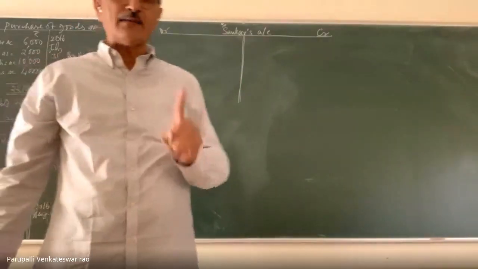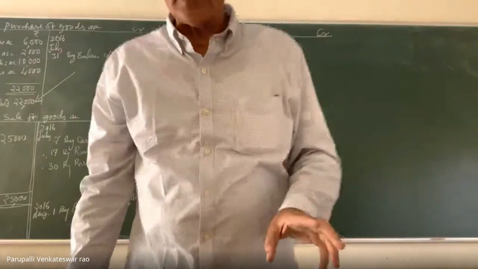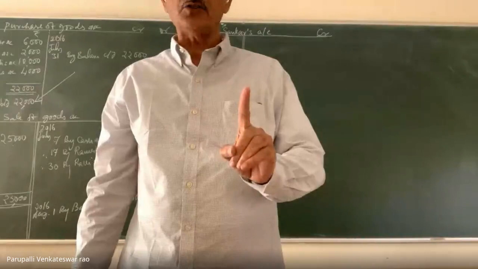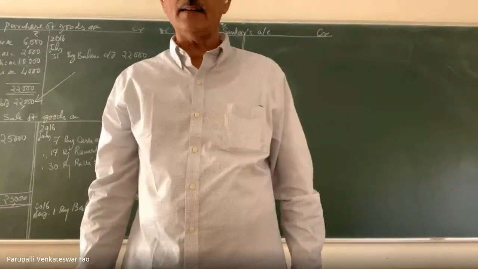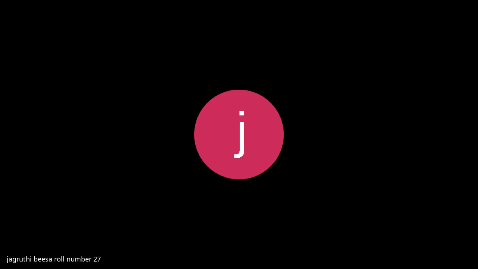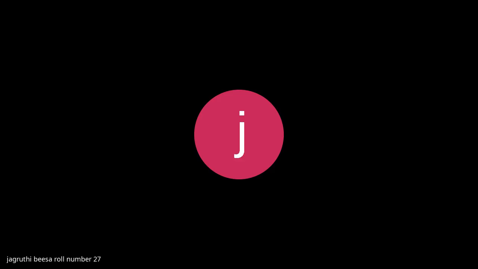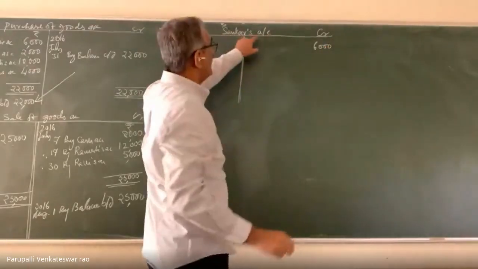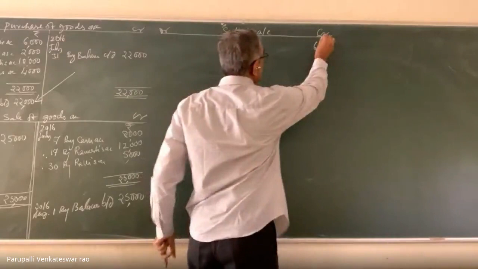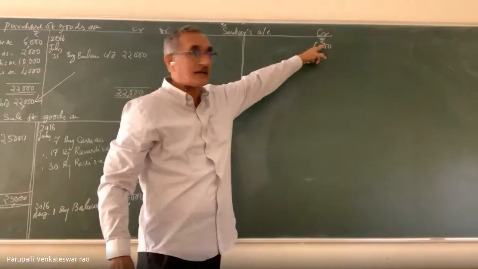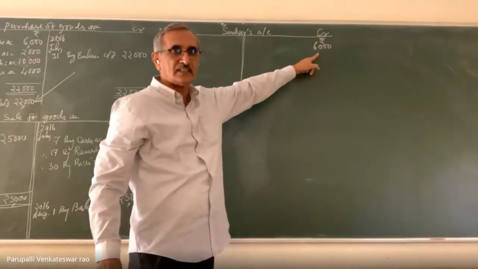Now tell me, wherever in the problem Shankar's account is referred to. July 5th, purchases account to Shankar's account. Is Shankar's account debited or credited? Credited. So write on the credit side. How much amount? 6,000. Shankar's account is credited with rupees 6,000.